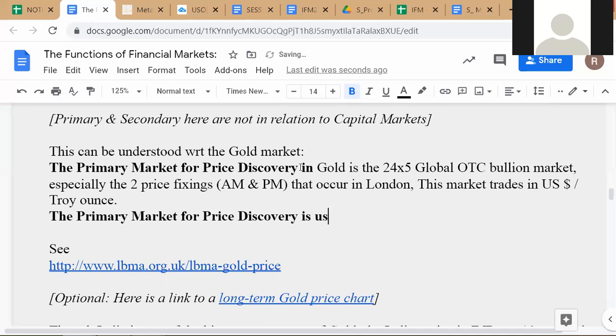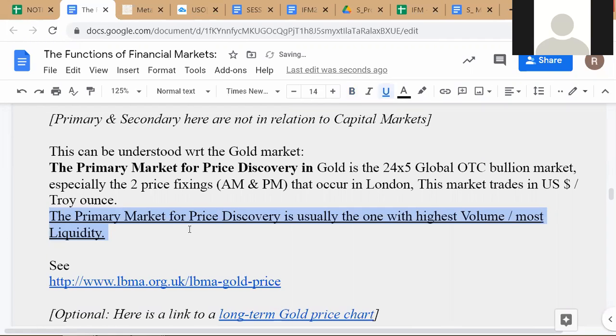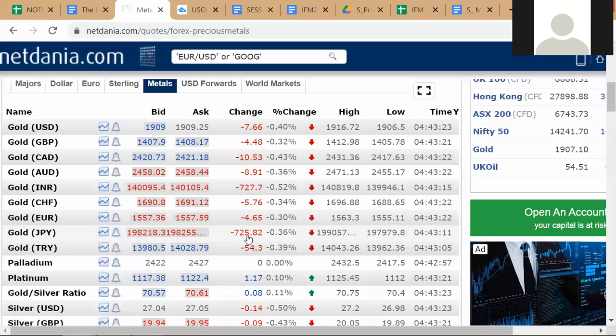It is usually the one with the highest volume, the most liquidity. As you know, volume is a proxy for liquidity. So this is one thing we can note. Right. So you have to know that the primary market for gold is actually the market against the US dollar, which is the OTC market.